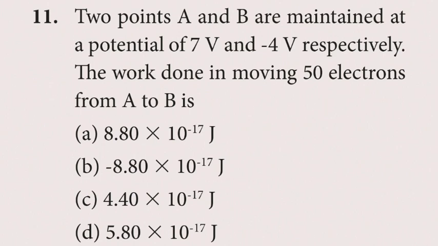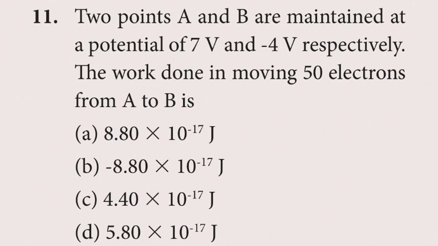The question is: 2 points A and B are maintained at a potential of 7 volt and minus 4 volt respectively. The work done in moving 50 electrons from A to B is: option A, 8.80 into 10 power minus 17 joule; option B, minus 8.80 into 10 power minus 17 joule; option C, 4.40 into 10 power minus 17 joule; and option D, 5.80 into 10 power minus 17 joule.